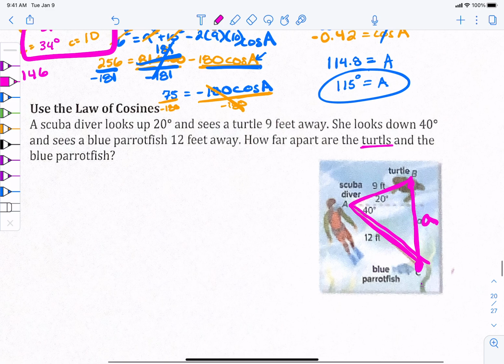We don't have to find everything, but I'm going to label this stuff here just so that I can see. A, B, C. We don't have to solve everything. We just have to find little a. Little a, little b, little c.